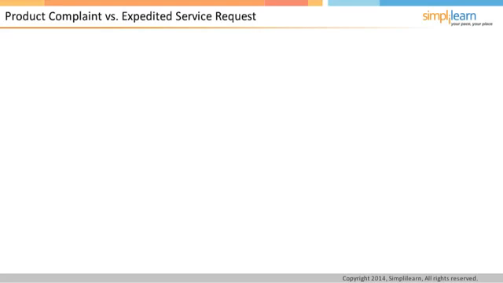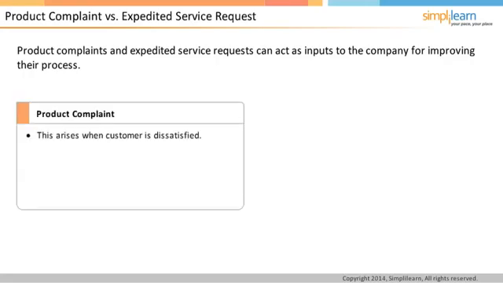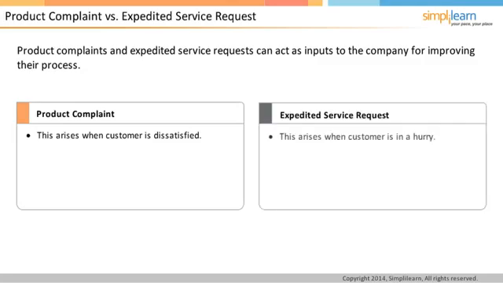Product complaints and expedited service requests can act as inputs to the company for improving their process. These details address the needs of the customer in an indirect way. A product complaint means that the customer is not happy with the product that he has purchased from the company. An expedited service request means a service request is being rushed. If the customer requires the items immediately, then an expedited service request is raised from the customer, and the organization tries to fulfill it to please the customer.